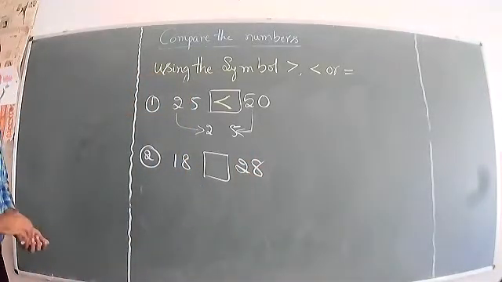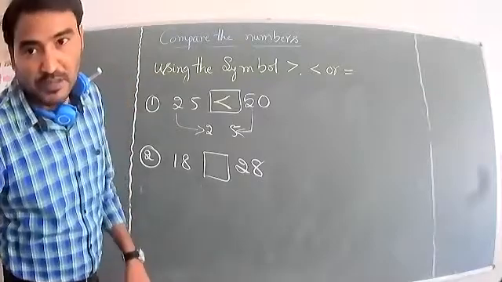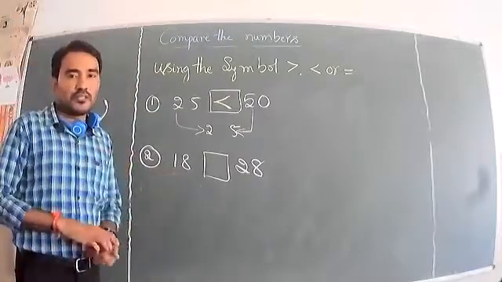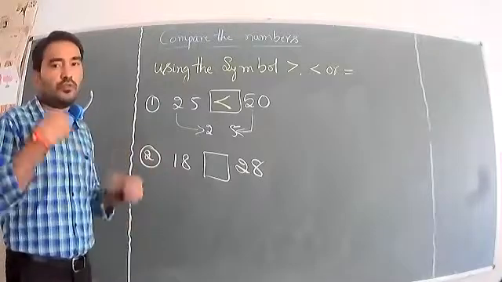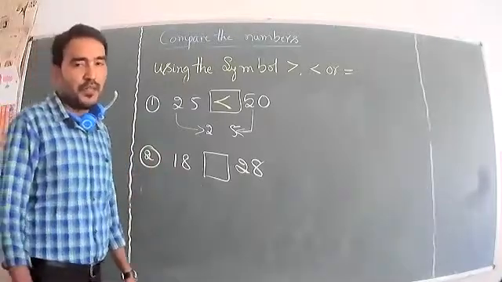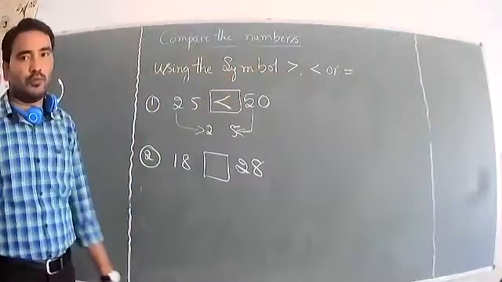Check the tens place first. If the tens place is the same, we go to the ones place and compare the ones place. If both the tens place and the ones place are the same, we use the equal to symbol.